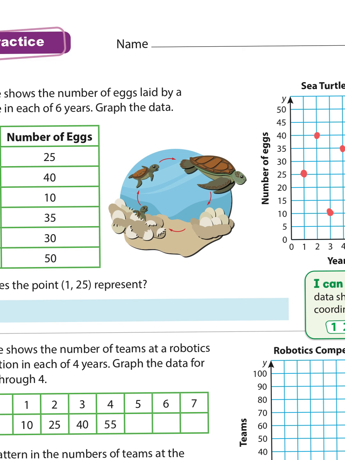So here's my data. It is kind of scattered all over the place. The question below says, what does the point (1, 25) mean? What does it represent? So I'm looking right here. It took 1 year to lay 25 eggs. Yes. So in year 1, there were 25 eggs in year 1.